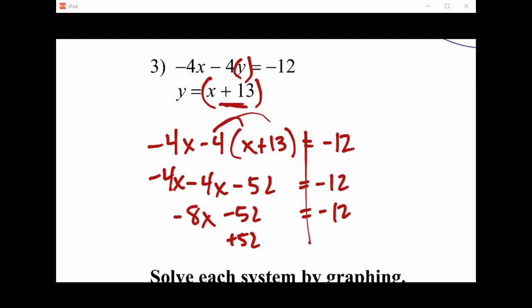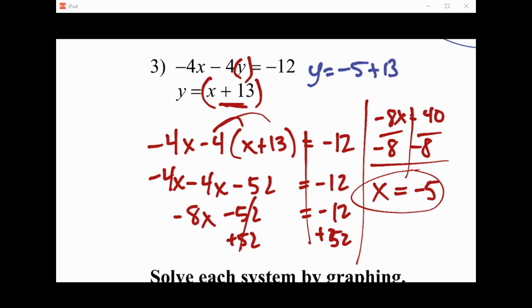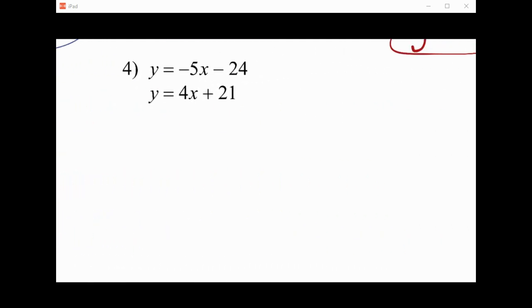And add 52 to both sides, and I get negative 8x equals 40. So if I divide by negative 8, x equals negative 5. Then I just plug in for y. y equals negative 5 plus 13, which is 8. So it would be the point negative 5, 8. That one was from the day before, or last week, I guess, rather.